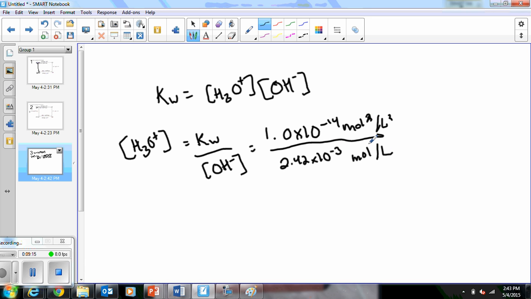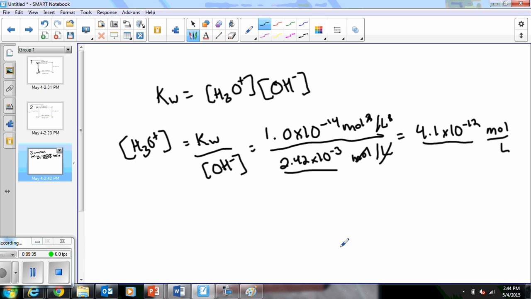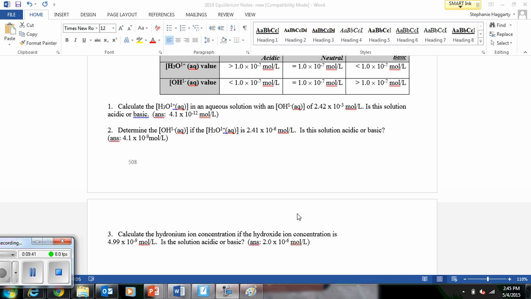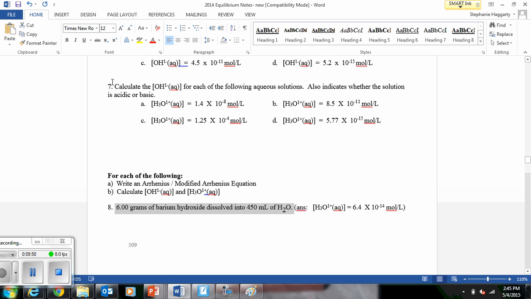So one of these liters will cancel, and we'll be left with our answer in mole per liter. So we get 4.1 times 10 to the minus 12. So since the hydroxide concentration is greater than 1 times 10 to the minus 7, and the hydronium is less, this is going to be a basic solution. So at this point, I would like you to pause the video, and I would like you to work through number 2 on page 508, all the way up to number 7, and then you can restart the video, and I'm going to go over question number 8 with you.